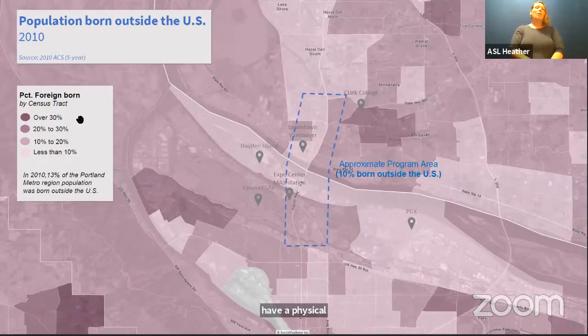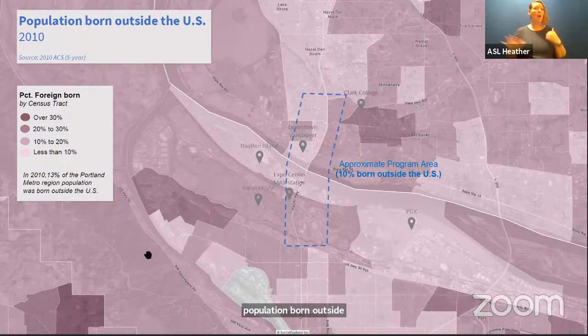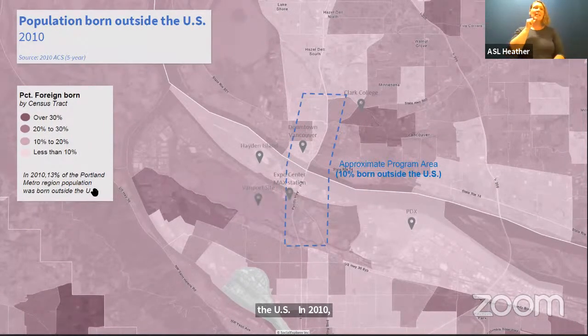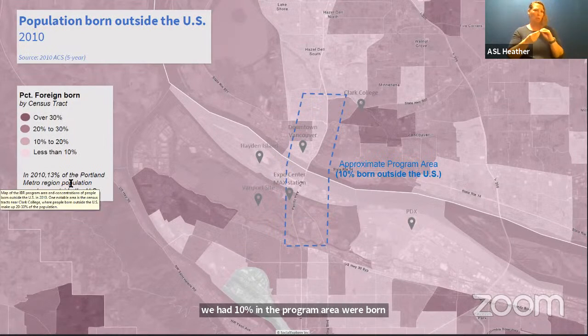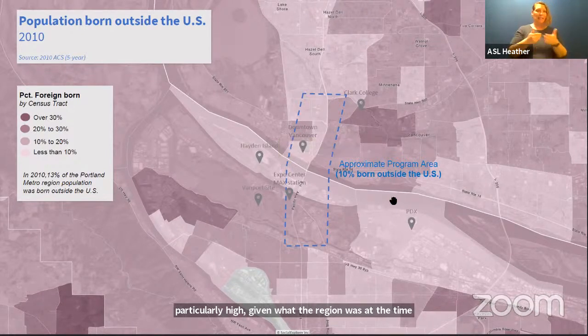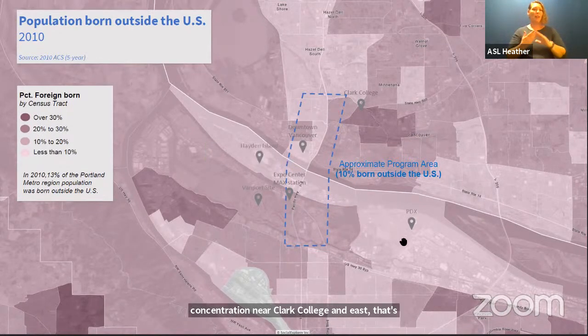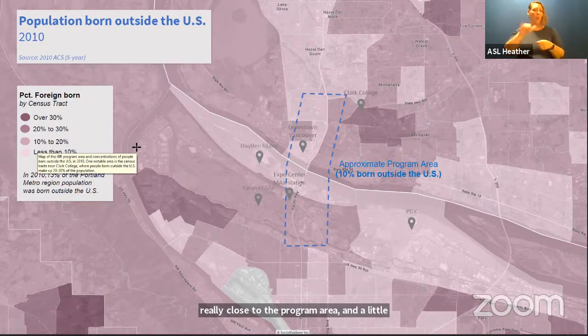The population born outside the US, I showed that stat. In 2010, 10% in the program area were born outside the US. Not particularly high, given what the region was at the time, which was 13%. But again, we have a concentration near Clark College and east that's really close to the program area, and a little bit near downtown Vancouver, where it's a bit higher, or at least closer to the average for the region in 2010.